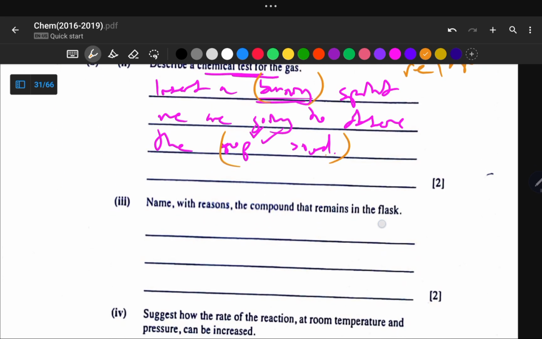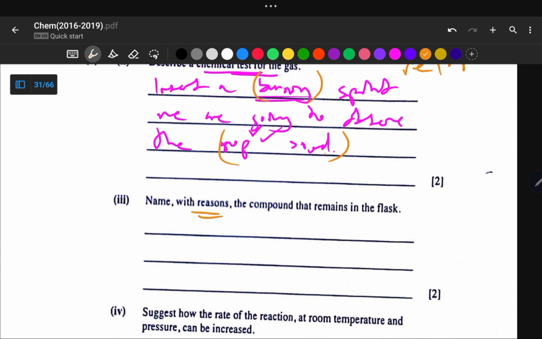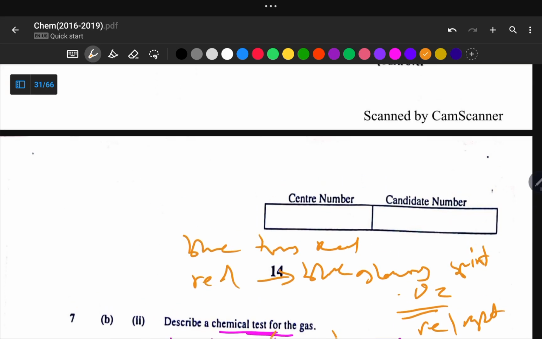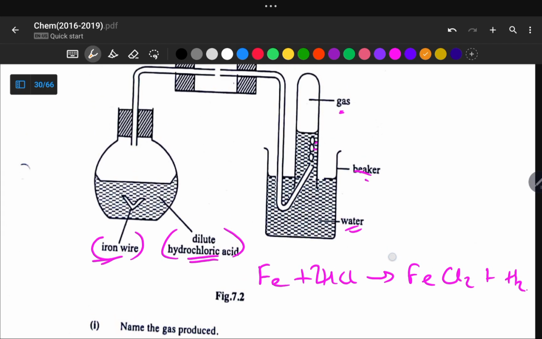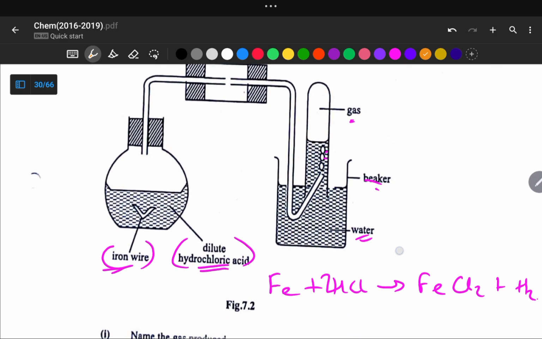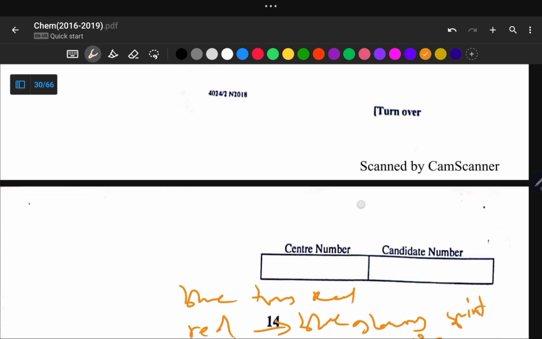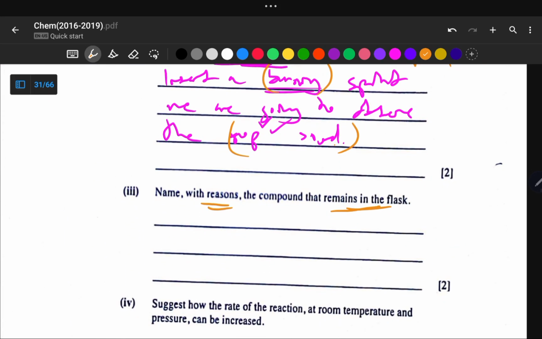And then name, with a reason, the compound that remains in the conical flask. In the conical flask, we are going to have iron(II) chloride. So the compound which remains is iron(II) chloride. Why? Because the reaction is between dilute hydrochloric acid and iron to give iron(II) chloride. So this is the reason.